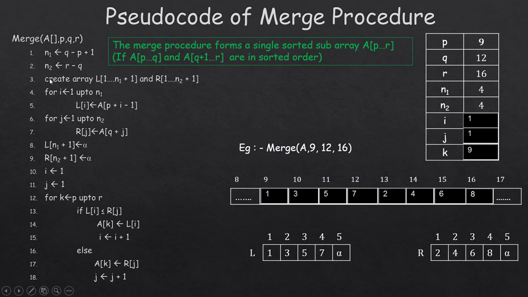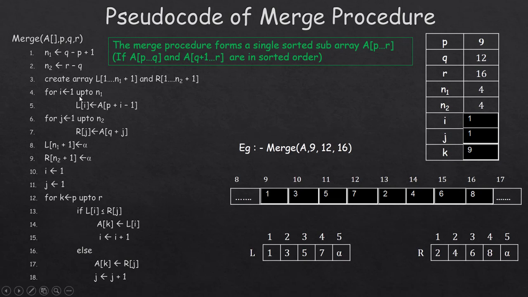Next I will create 2 arrays L and R. In these arrays the index values actually start from 1. So here I am creating an array of size 5, that is, index values from 1 to N1 plus 1. N1 plus 1 is 5, since N1 is 4. Similarly, I am creating an array R which can hold 5 elements. So L can hold 5 elements, and R can also hold 5 elements.